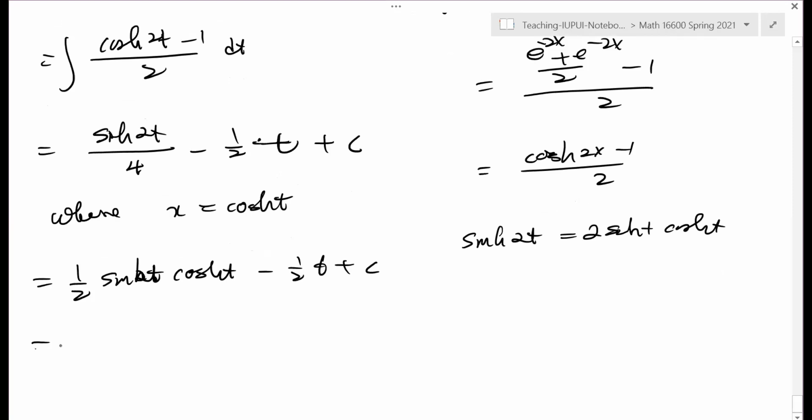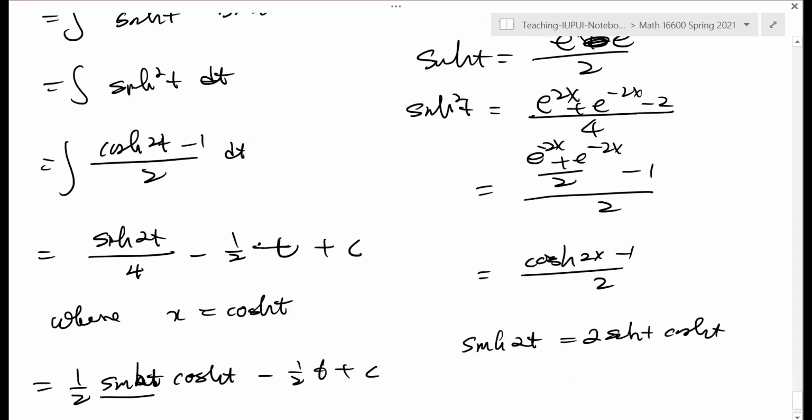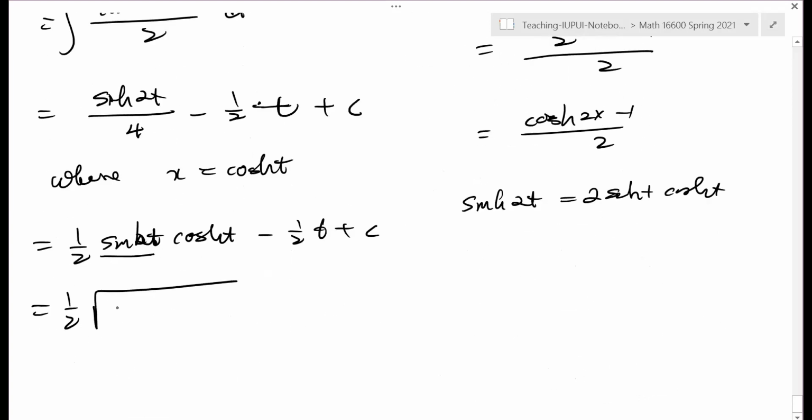So let me put in the details. Hyperbolic sine is, using this identity, the square root of x squared minus 1, since hyperbolic cosine is x. So the answer is x times the square root of x squared minus 1, over 2, minus half the inverse hyperbolic cosine of x, plus a constant. Okay, so that's the answer to the problem. It's not trivial.